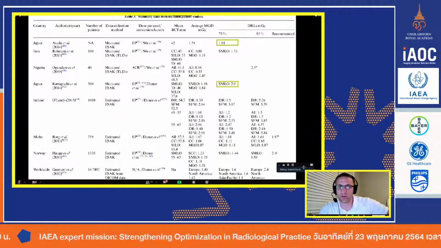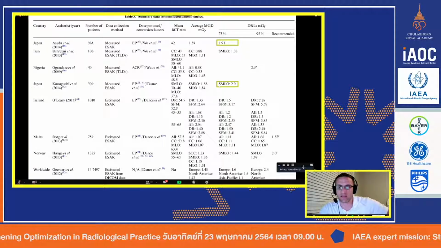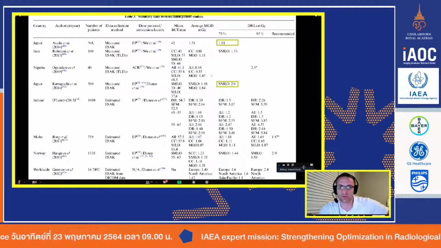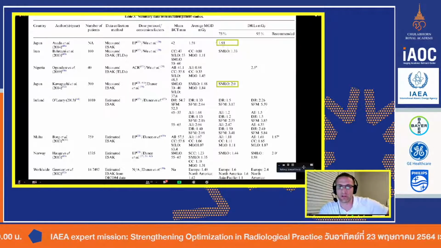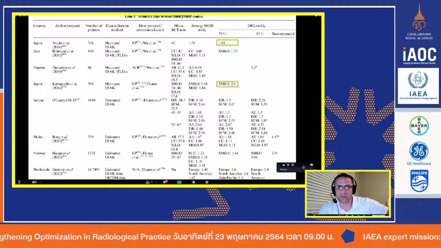Here's a couple more from your neck of the woods, Japan, 1.9. And S just stands for standard, so your standard medial lateral oblique. In this publication, Japan didn't specify, so I don't know if that's CC or MLO, probably CC. In this case, Japan, in this publication, they look at SMLO. So that's 2. So that's good.